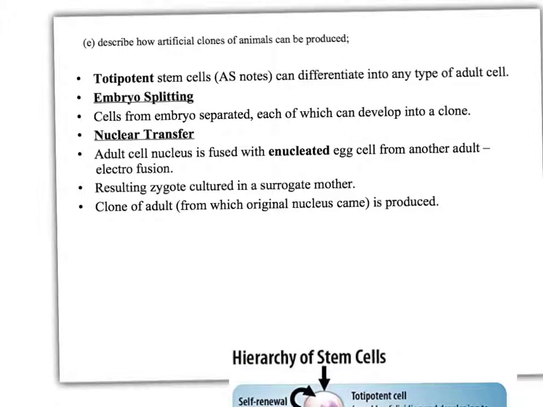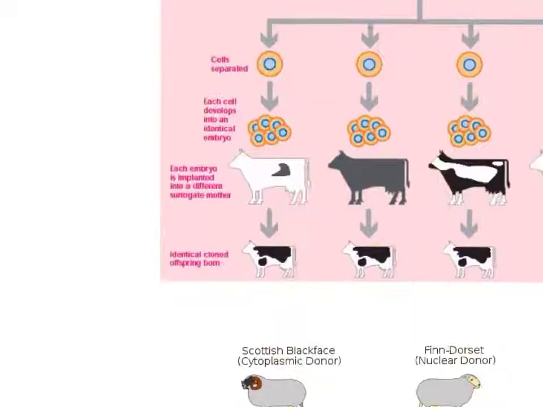The next way is called nuclear transfer, and we talked about this already. We take the adult nucleus and fuse it with an anucleated egg cell from another adult. Then electrofusion occurs, which stimulates those cells to replicate, and once the ball of cells is sufficiently large, it can be inserted into the uterus of a surrogate mother, and then a clone of the adult from which the original nucleus came is produced. As I say, the famous Dolly the sheep, which was produced some time ago now, was produced in this way. Representing all that diagrammatically.